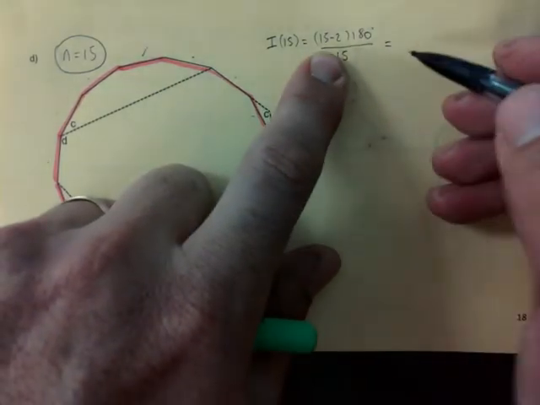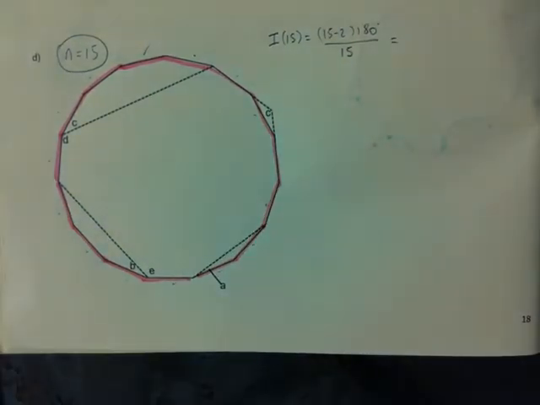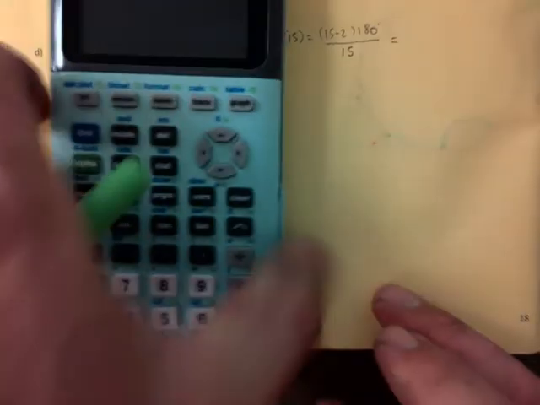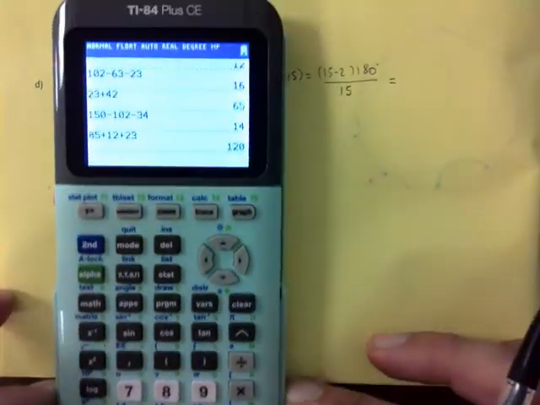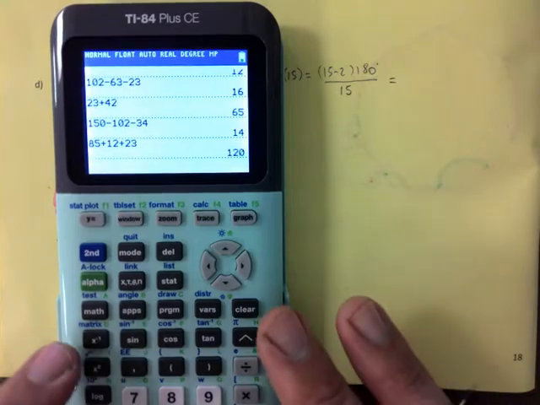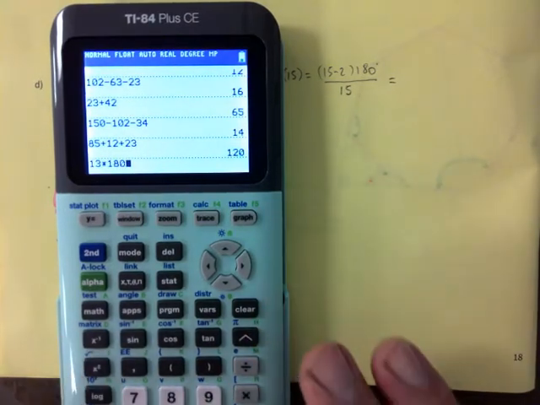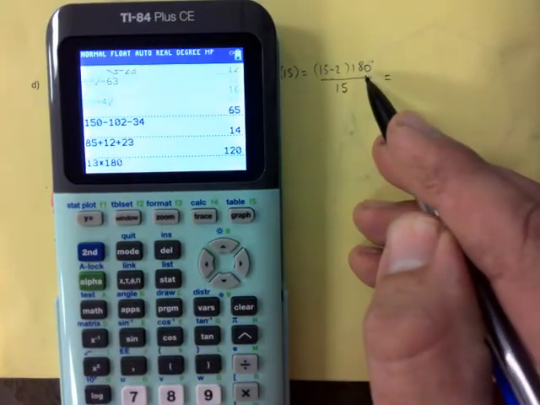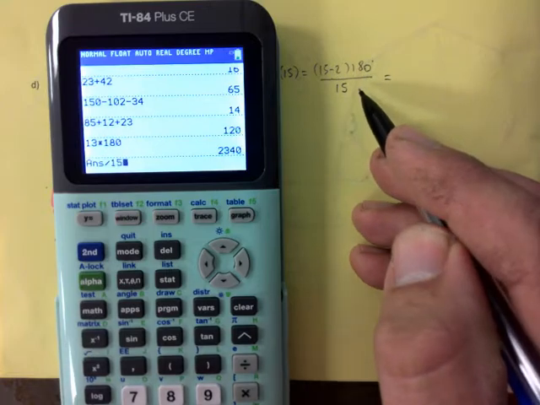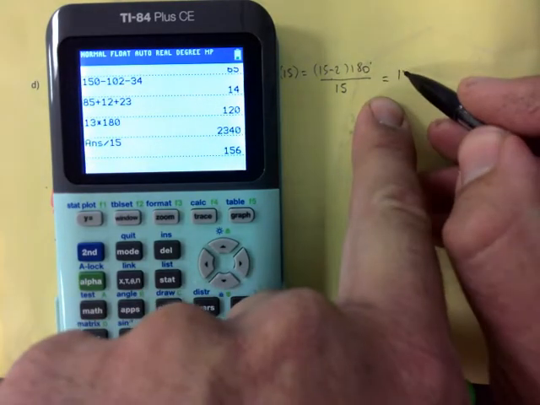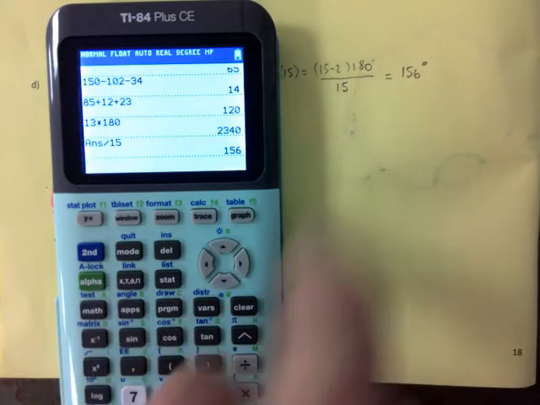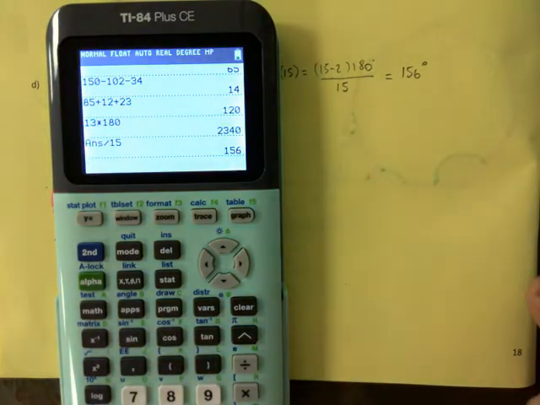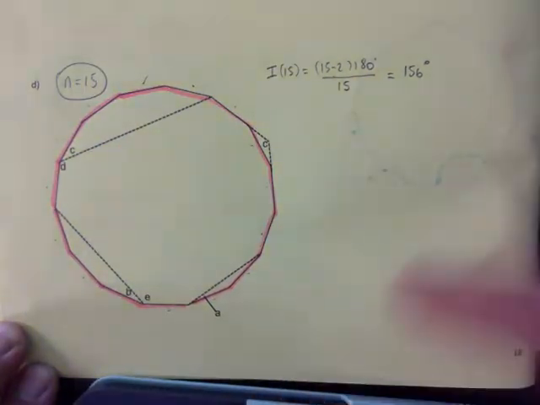And then I would strongly encourage you to be very careful here. And this is what I mean. Everything is just beautiful, but it's 13 times 180 divided by 15. So make sure you type it in the right way. So that's my first step. That's step number 1.